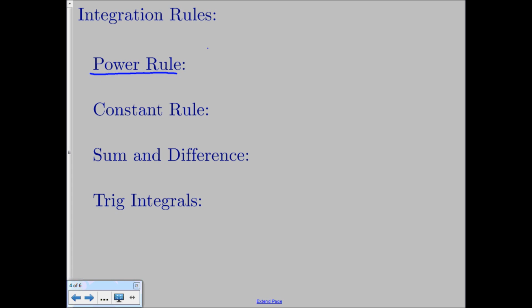The power rule says that if we have some indefinite integral of x to some power n dx, where n is a number that can be positive, negative, a fraction, whatever, the only thing it can't be is n cannot equal negative 1. And we'll see why in a second. If n does not equal negative 1, all you do to find the antiderivative is set up a fraction: on top it's x to the n plus 1, over n plus 1, and then plus c for our constant of integration.